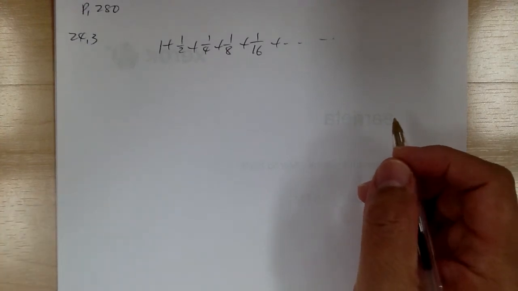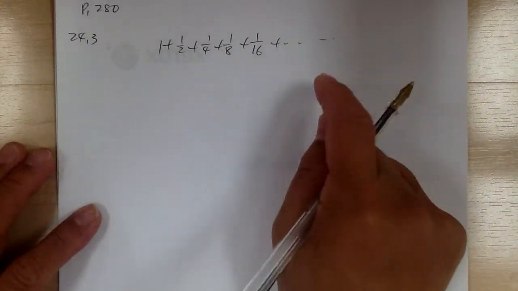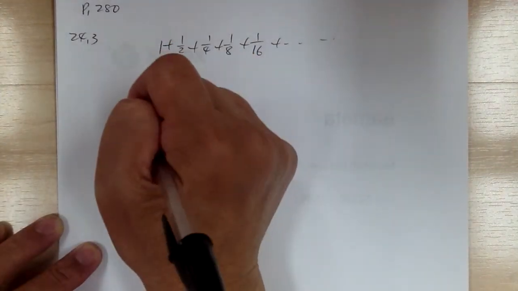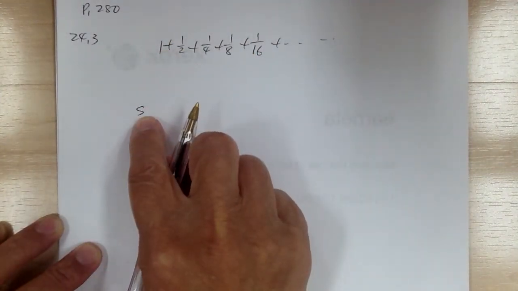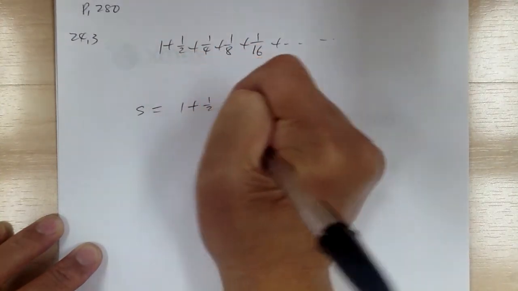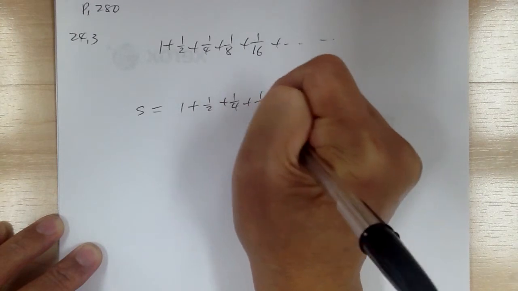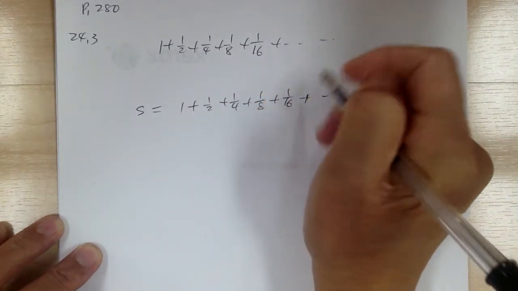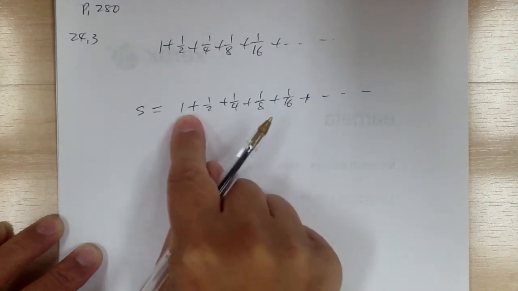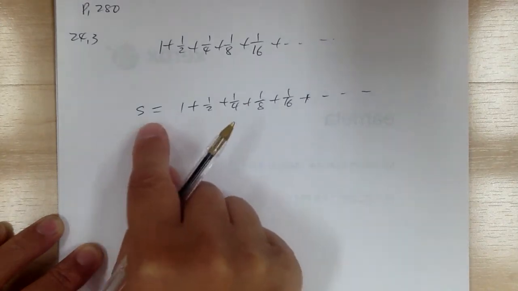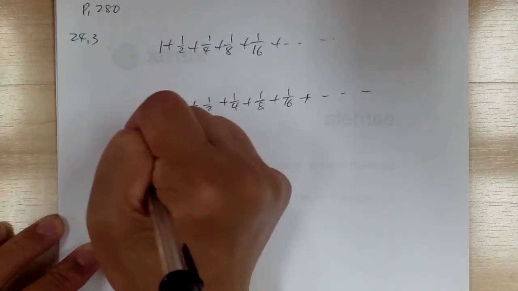The way to find this is actually fairly easy. Infinite series is actually easier to find the sum of. So what you do is you let S, there's no subscript for infinite series, equal to 1 plus 1/2 plus 1/4 plus 1/8 plus 1/16 plus dot dot dot. Notice the common ratio is 1/2, so you want to multiply by the common ratio, which is 1/2.